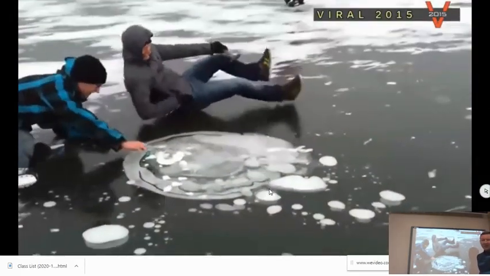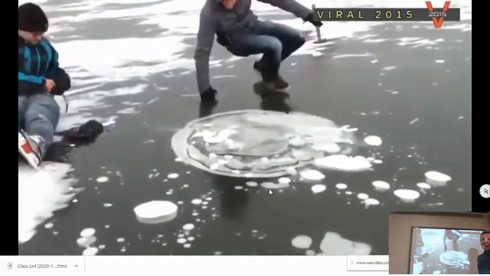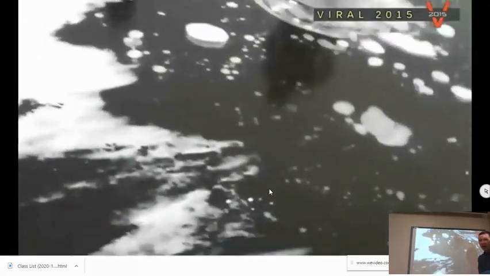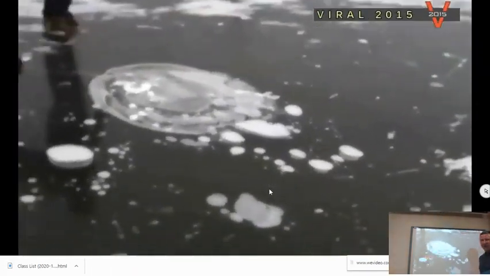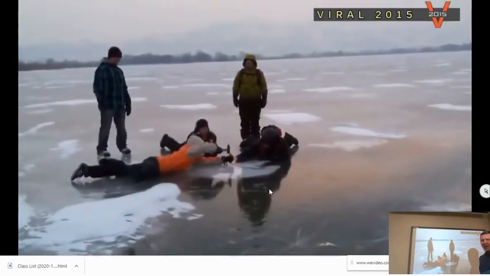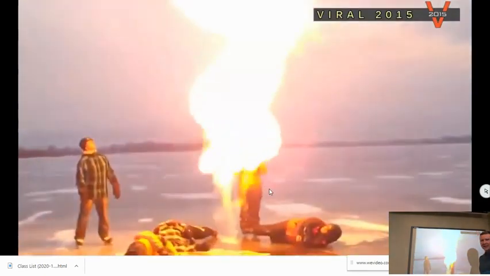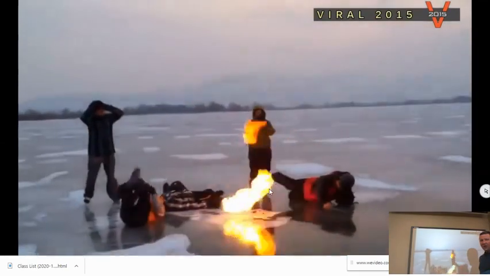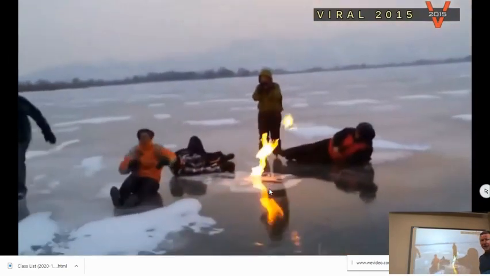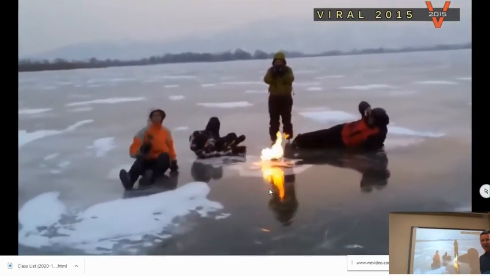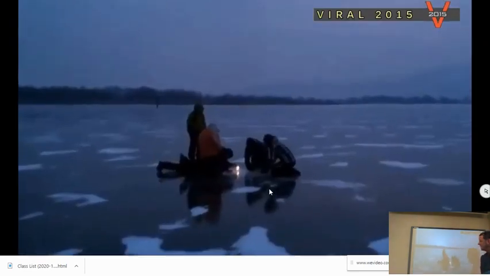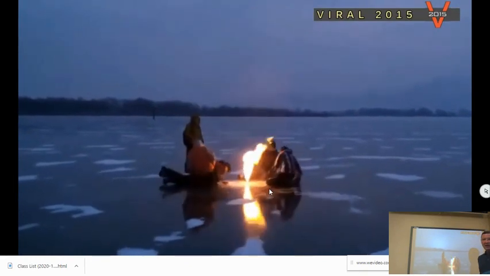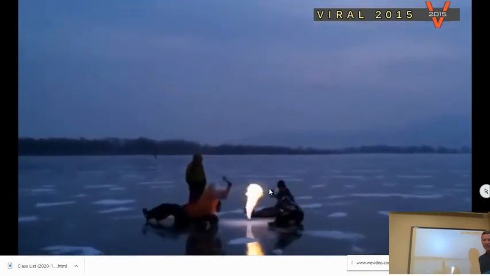So what these guys are doing is they're on a lake where there's a lot of decomposition occurring in the water, and that creates methane gas. And the methane gas is bubbling up to the water, gets to the top, and it freezes into these pockets. So they go out there with a lighter and they light the methane gas on fire in a combustion reaction. So watch these guys for a little bit. It is dangerous if you put your face too close to it.